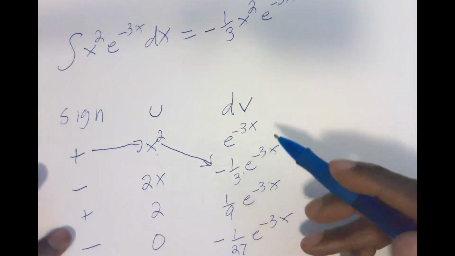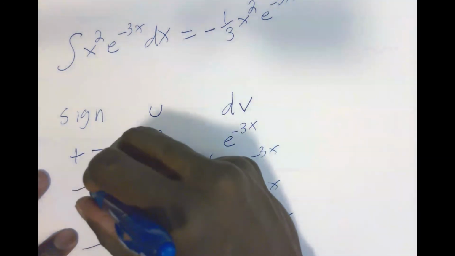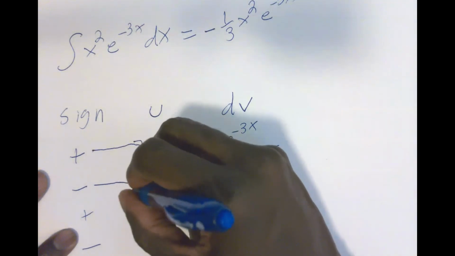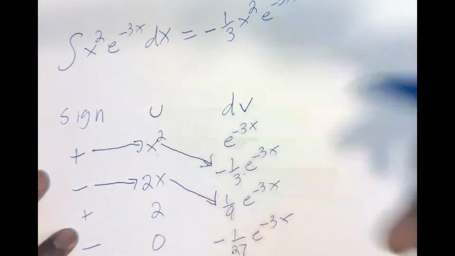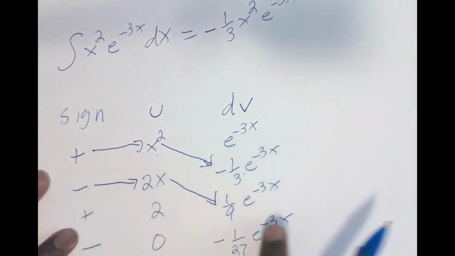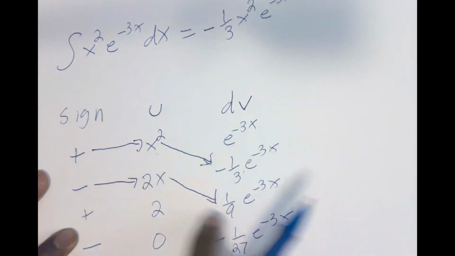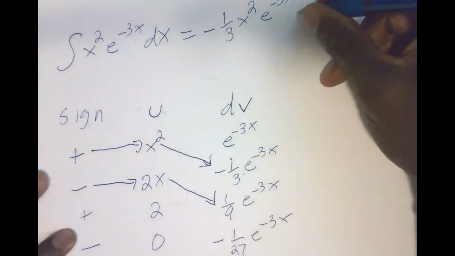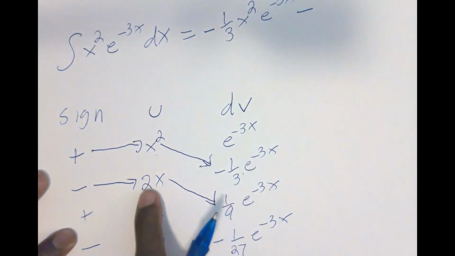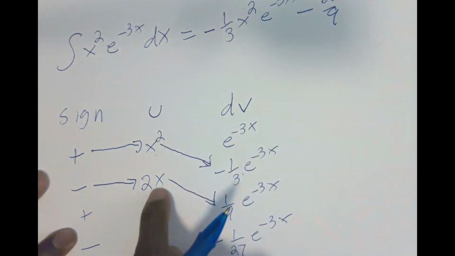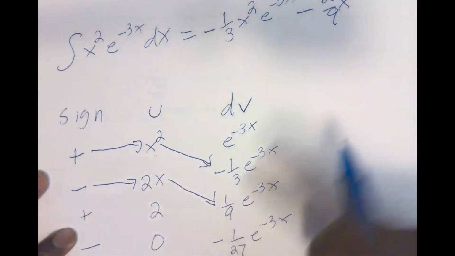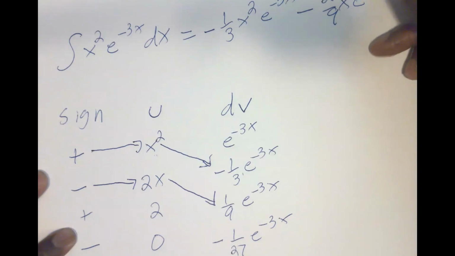So we're going to take this minus sign, and again, we're going to follow from this guy to this guy. And again, we're just going to multiply. And bear in mind, we have a minus sign. So since both these are positive, this guy is going to end up being negative. And this is going to be 2 over 9 x e to the power of negative 3x.